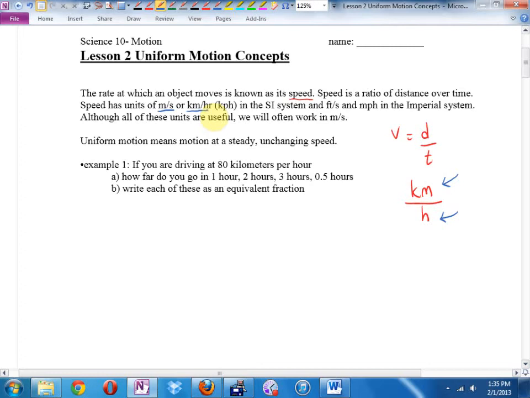Then we have the Americans who refuse to go metric like complete idiots. So the Americans will use feet per second, or what does MPH stand for? Miles per hour. Americans have a dumb system. How many meters in 1 kilometer? Do you guys know? 1,000. Is 1,000 a nice round number? Yeah. How many centimeters in 1 meter? 100. Is 100 a nice round number?